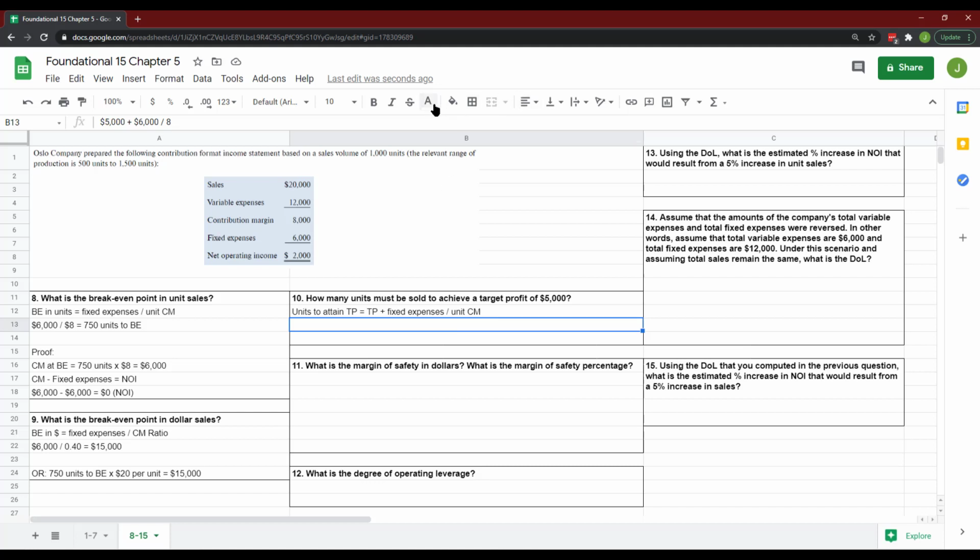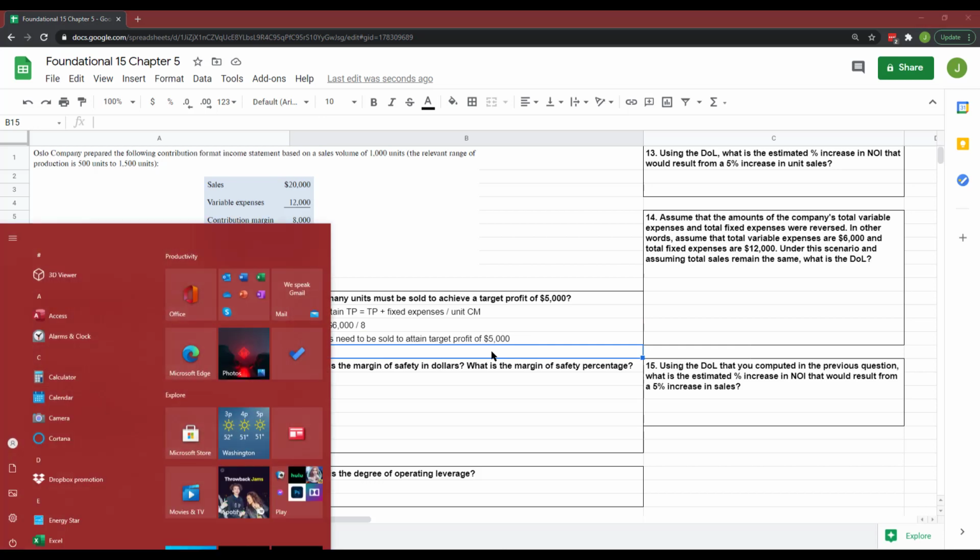So our target profit in this case is $5,000, so we'll add that to the $6,000 of fixed expenses and divide that by our unit CM of $8. When we do that, we can see that we need to sell 1,375 units to attain a target profit of $5,000.